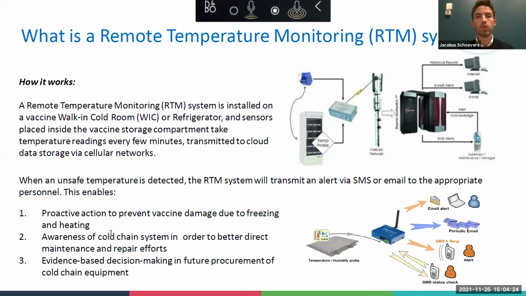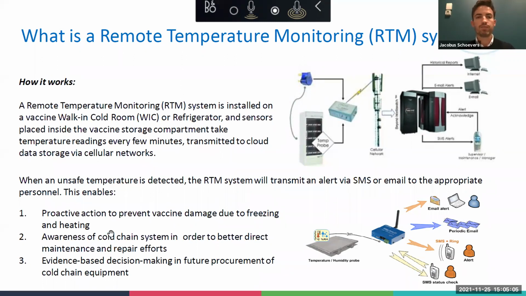So what these systems do is, when an unsafe temperature is detected, the system will automatically transmit an alert via SMS or email to the appropriate assigned personnel. And this is one of the big benefits of a remote temperature monitoring system. It allows proactive action from the end user to ensure vaccine safety. It also gives you a better awareness of your cold chain, to see if there's any maintenance or repair that needs to happen. And it also informs your future-looking procurement decisions on which type of equipment you need to procure.